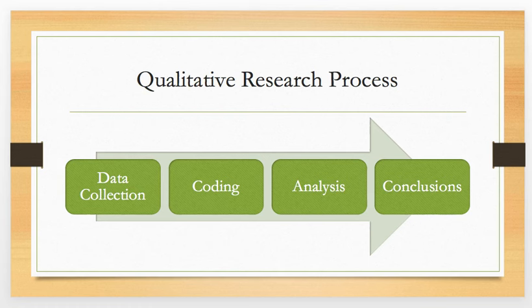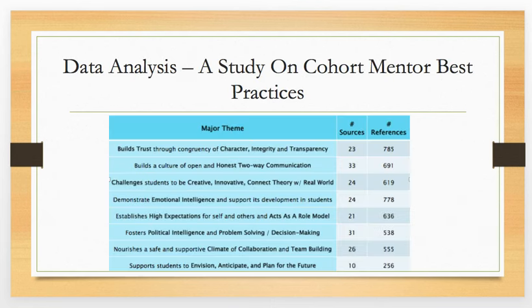And what I'm going to do is take you through an example from one of the Alpha students' dissertation. So I'm going to show you Dr. Alma Flores' dissertation, just a few excerpts from it. So Dr. Flores did a study on best practices for cohort mentors in the Brandman program. And here is just a quick table of her themes, number of sources where those themes came from. And remember, sources can be interviews, observations, or artifacts, and the overall number of references.